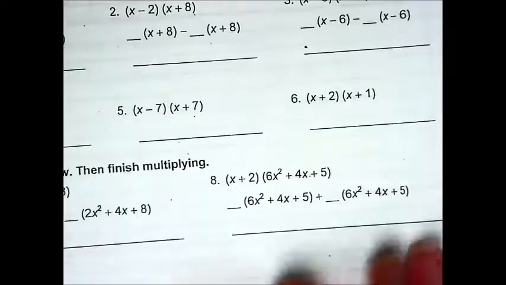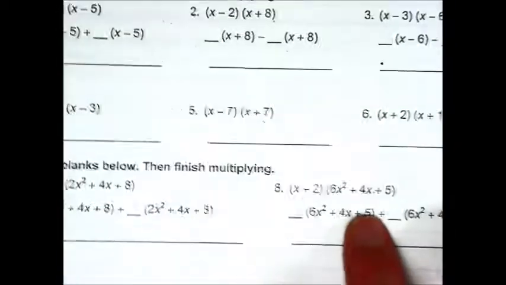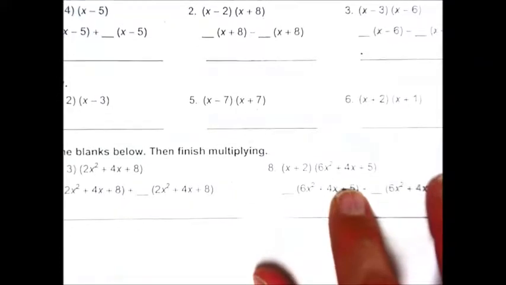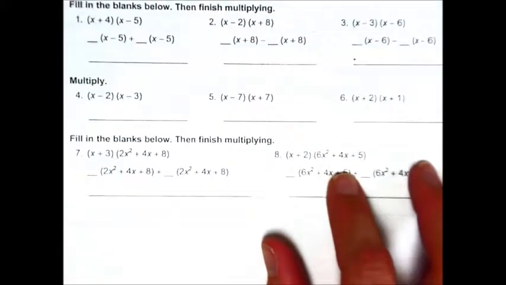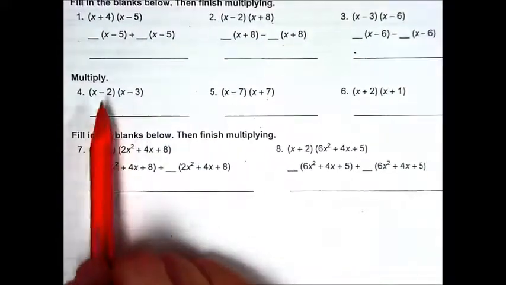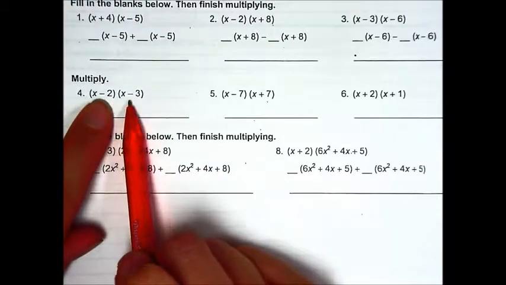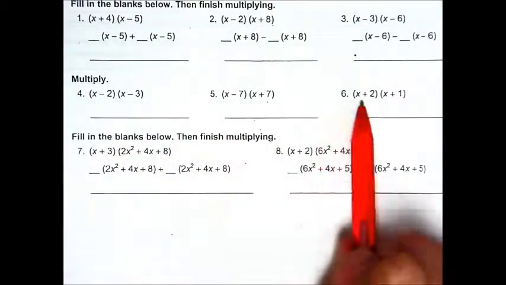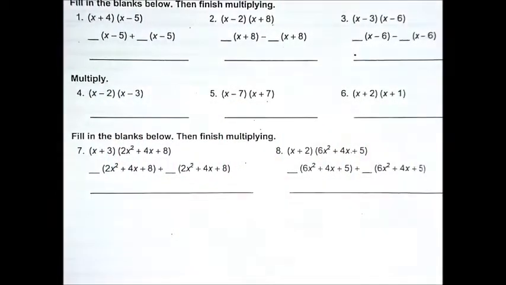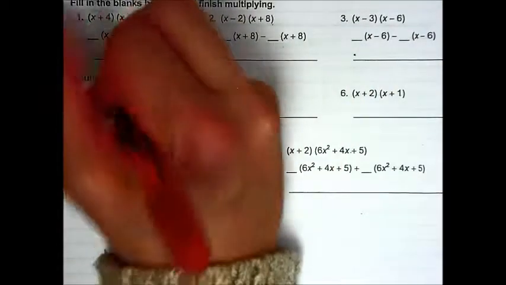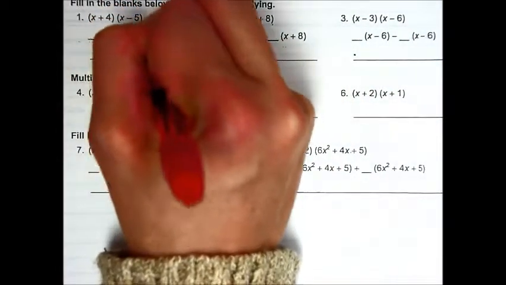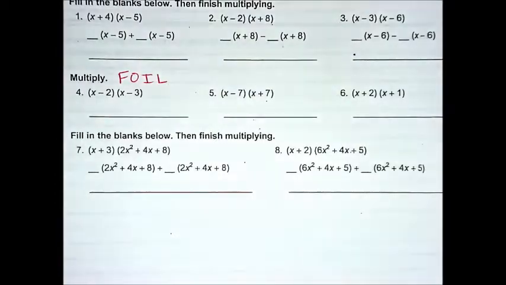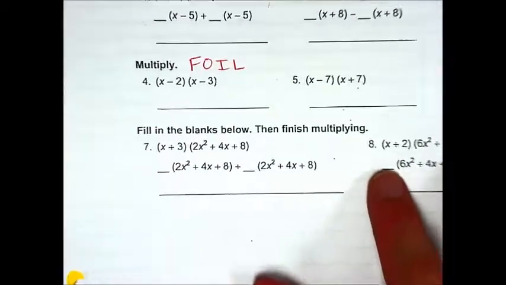Okay, we're going to skip right down to 4 through 6. So skip 1 through 3. We don't need to do it extra times. Okay, this is what I need you to notice. See that binomial times binomial, binomial times binomial, binomial times binomial. That is when I need you to see that problem and go, ooh, we can FOIL it. So let's practice FOIL. I'm going to zoom in on 4.